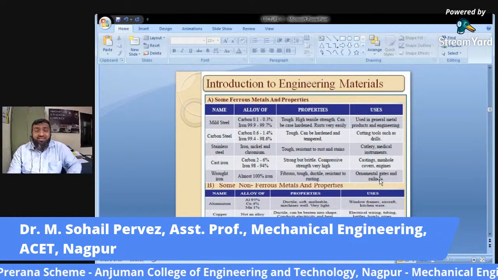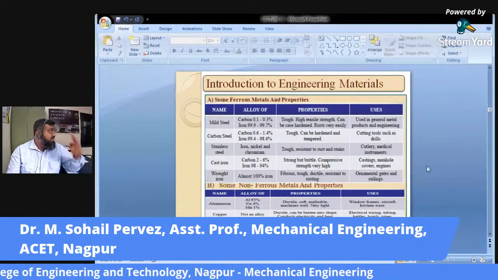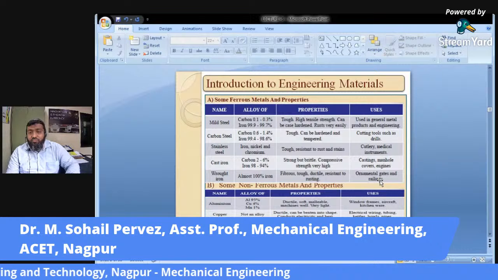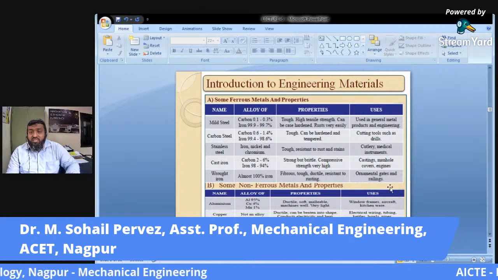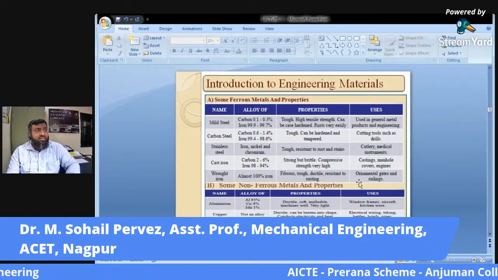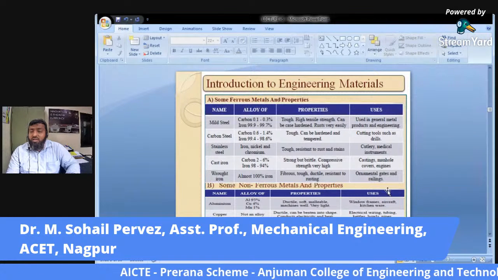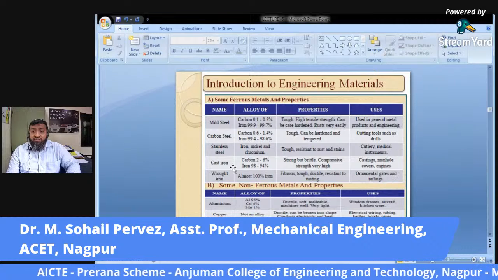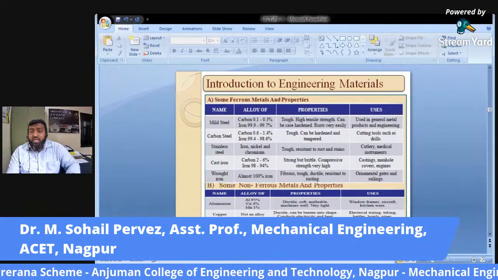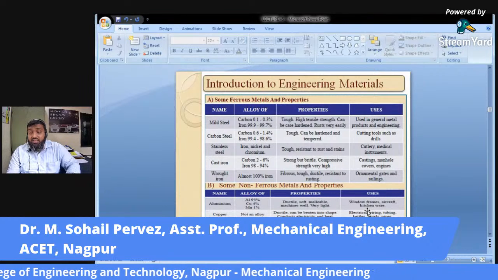Ornaments are the main product of this wrought iron material. Gates, then railings. Ornamental gates are much preferred right now. Cast iron is casting, no problem. Non-ferrous, you get window frames, aircraft. Aluminum is used in the aircraft body.